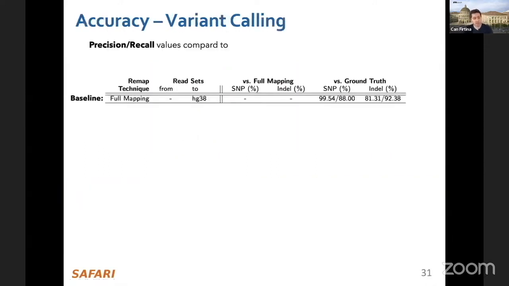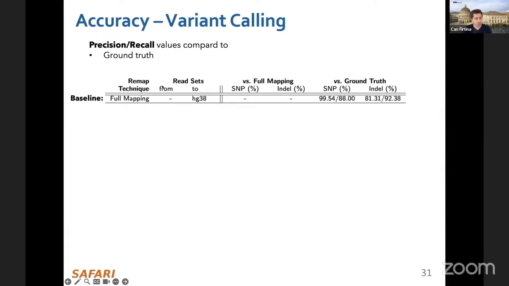So then let's look at the read mapping accuracy results after we perform variant calling from these read mappings. We report precision and recall values over here. The leftmost value would be the precision, and the rightmost would be the recall value. And we compare our results to ground truth variant calling results.